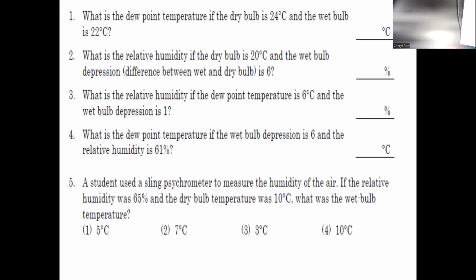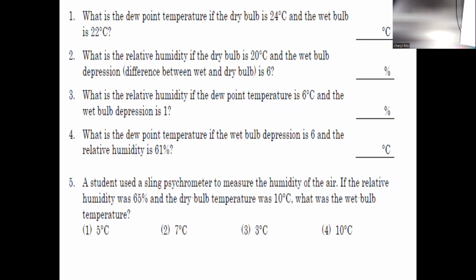For these ones, of course, I didn't put the answers, so I guess we got to do them. So what is the dew point temperature if the dry bulb is 24 and the wet bulb is, actually, I did do these. I have them right here. So for number 1, hopefully you got 21 degrees.